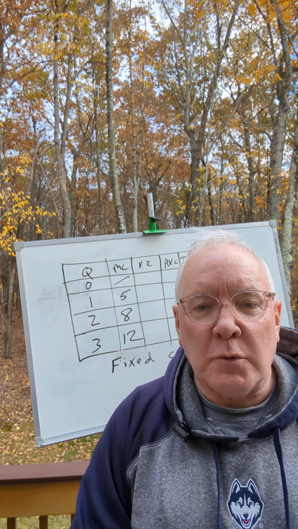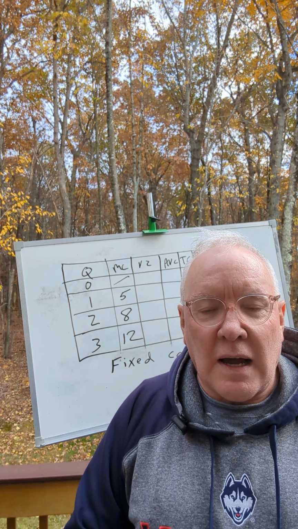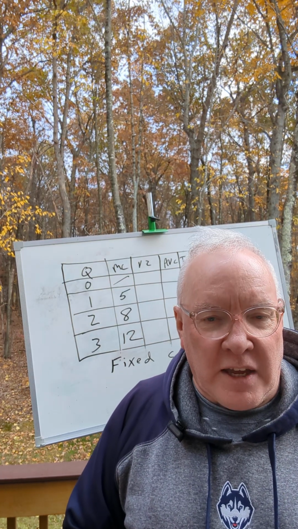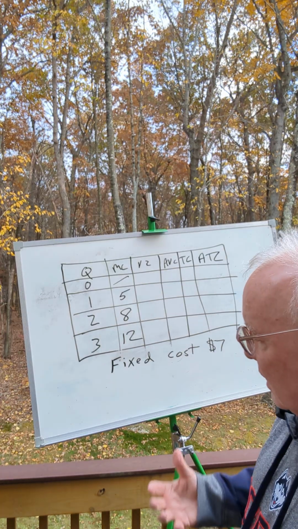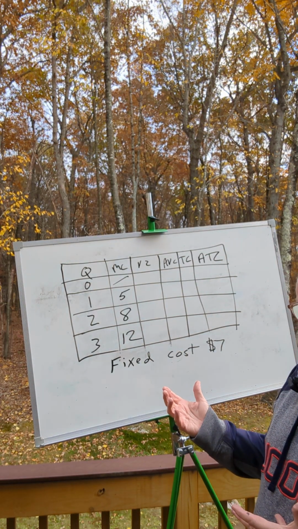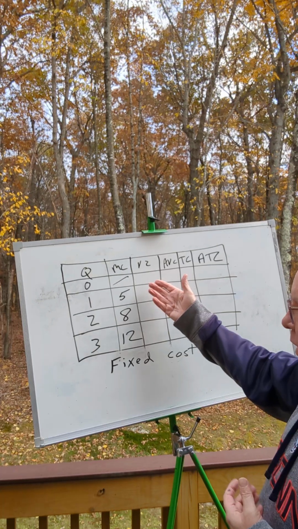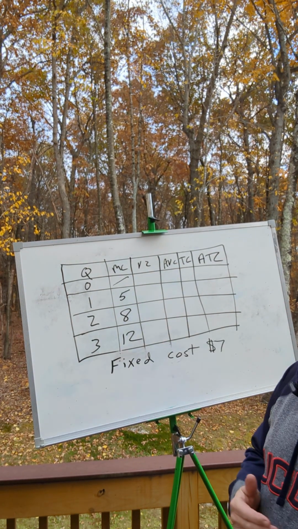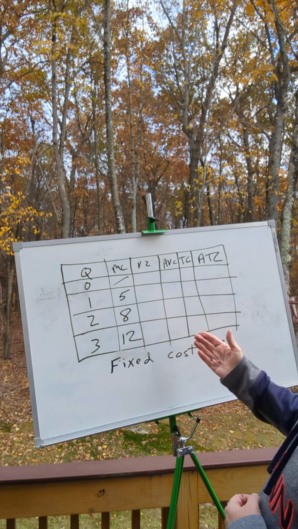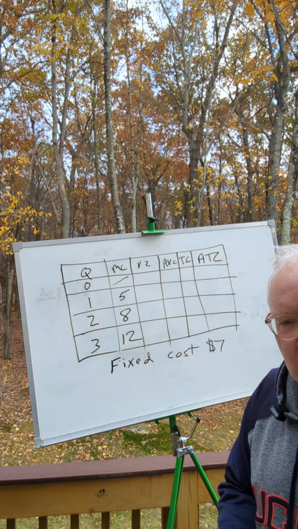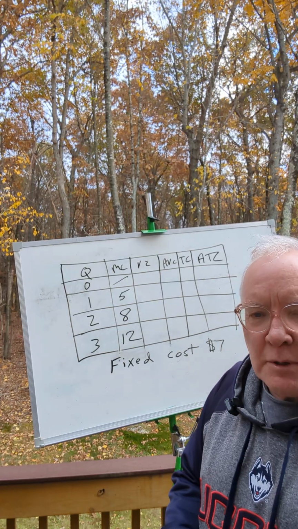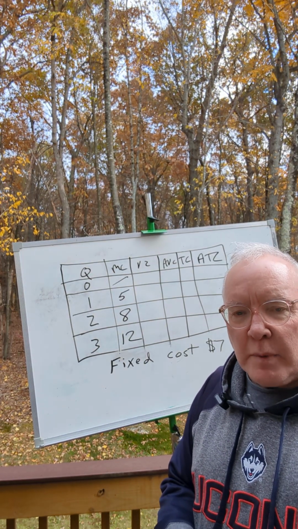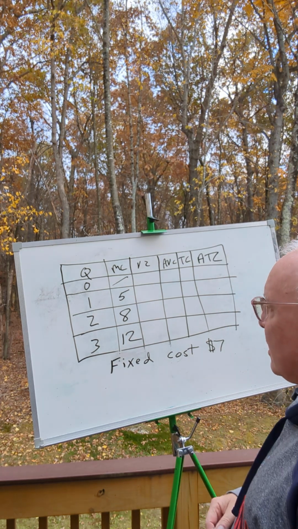So let's say that we're trying to figure out how to calculate all the costs when we only know a couple of things. So for example, let's say we only know that fixed cost is $7 and that marginal cost, which we're abbreviating MC, is as shown in this table. And we want to fill out the rest of the table. Well, that seems pretty impossible because we have so little information, but in fact, we have enough information to fill out the rest of this table.